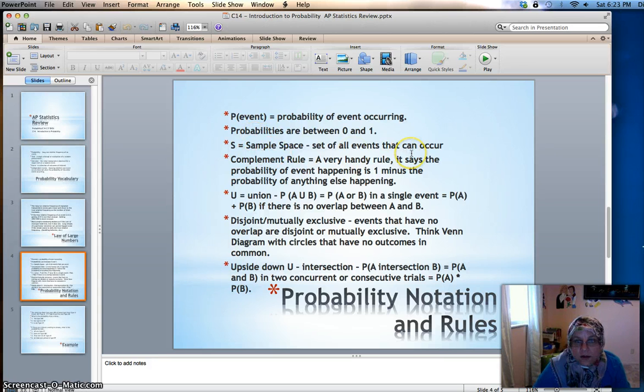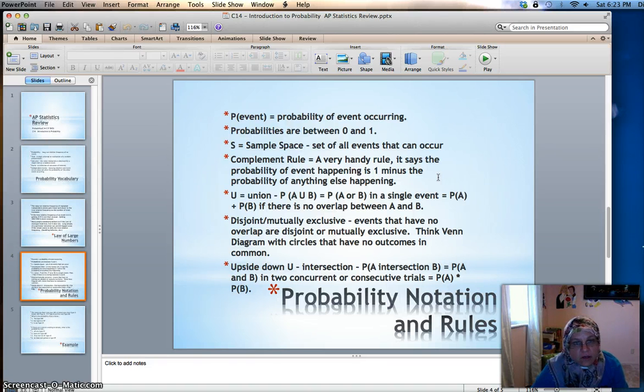Or maybe if we're talking about tossing a coin 5 times, you could make a tree diagram, heads, tails for the first toss, and then off of each of those branches, heads, tails for all the other tosses. And so that you could find the sample space of all the different outcomes that could happen in 5 tosses. The complement rule is a very handy rule.